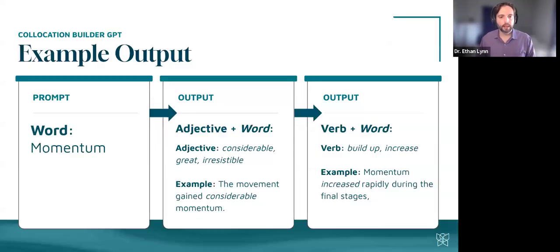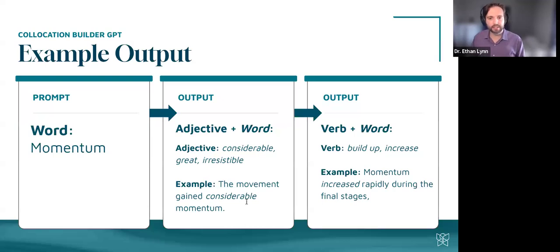I went ahead and put in the word momentum. Reading Horizons, you know, we're reading momentum begins, that's why I chose that. So we've got the word momentum, and now my output. What adjectives go well with the word momentum? What verbs go with the word momentum? Some of the adjectives might be considerable, great, irresistible. I don't know about that one. Maybe I'd have to do some more digging, but considerable and great, yeah.